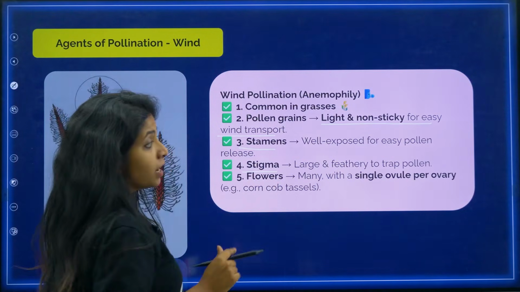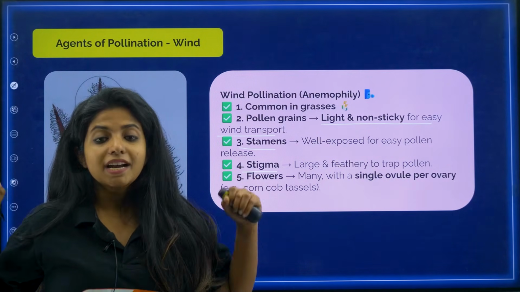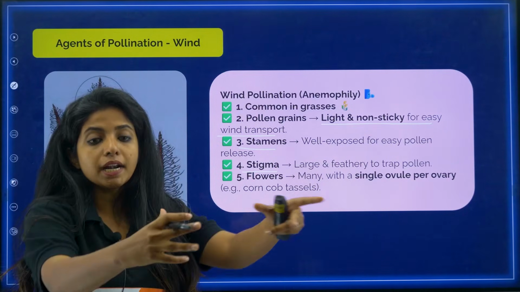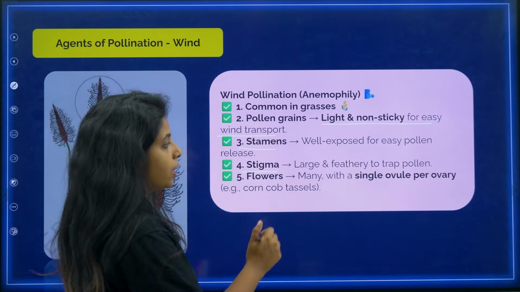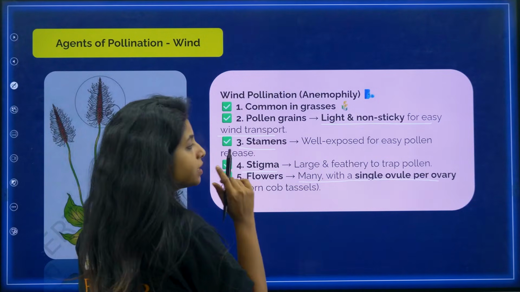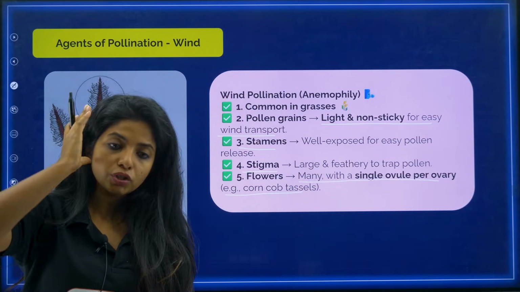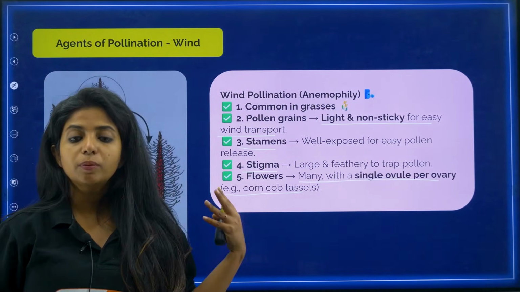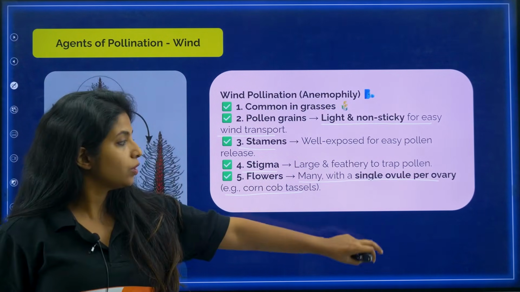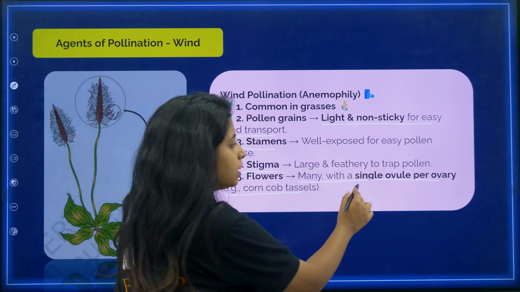Talking about the stigma, it should be what? Large and feathery, so that it can trap any pollen grain that is coming along the way. Flowers, if we talk about that, many are there but with a single ovule per ovary. Because wind pollination is not assured, if you make multiple ovaries, it will be a loss for the plant. So there will be so many flowers, but each of the flowers will have a single ovule only.